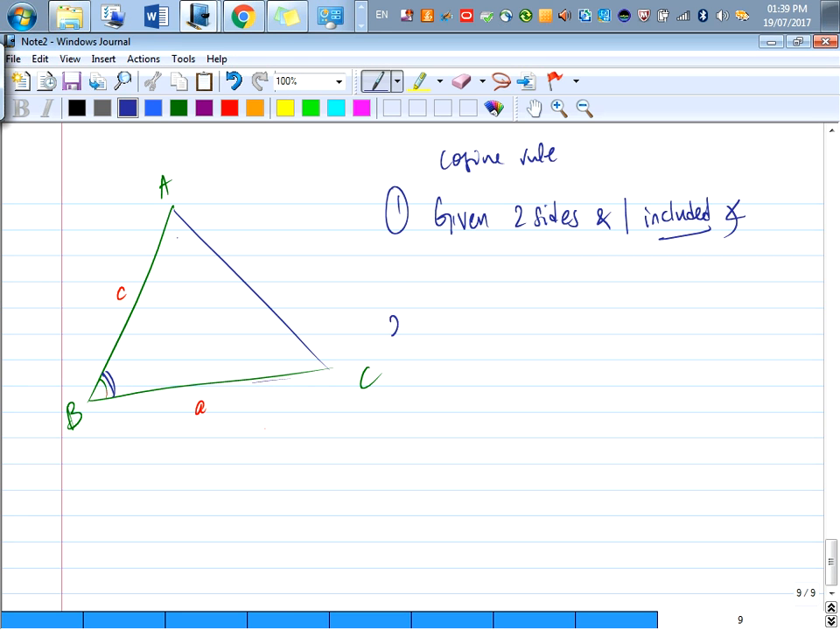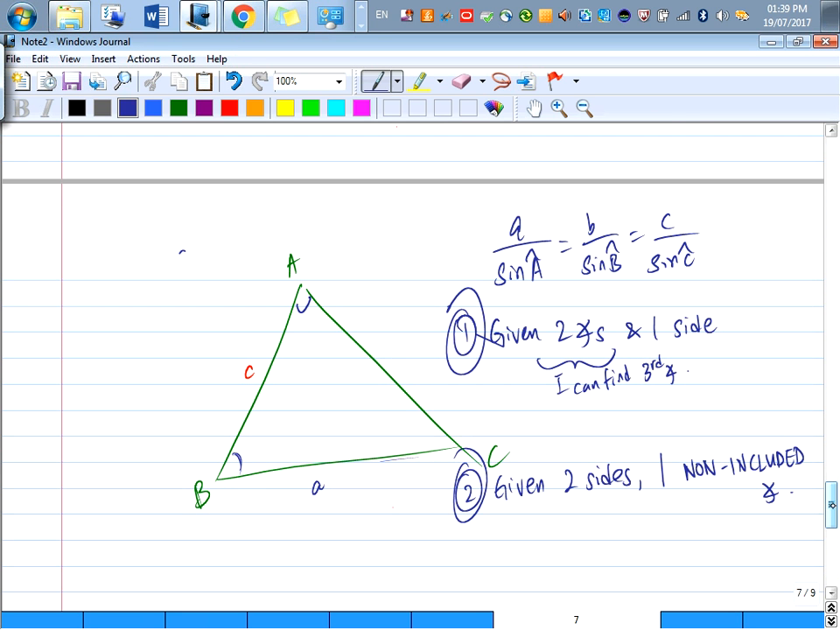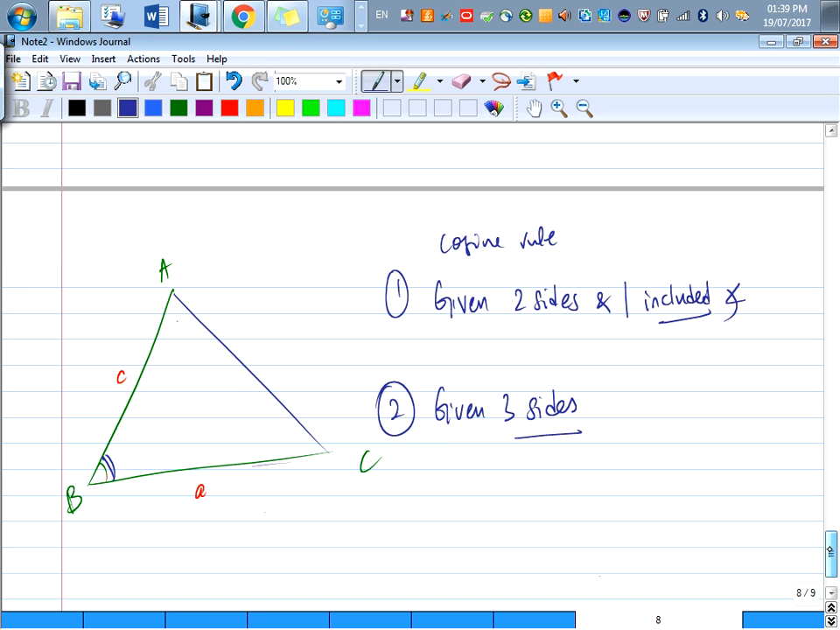The other situation when you can use your cosine rule is, you're given three sides. That's it. So how many cases are there altogether? There are two cases for sine rule, and there are two cases for cosine rule. If you know these four situations clearly, you will know which one to apply. Once you know which one to apply, you can get the answer. These are the only four things you need to know for your sine rule and cosine rule. Okay?